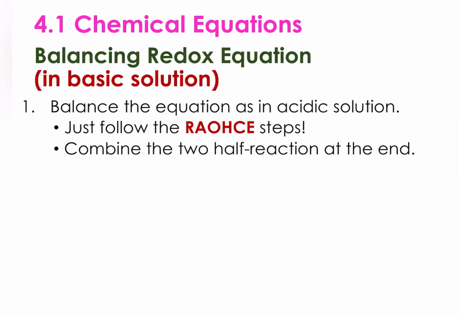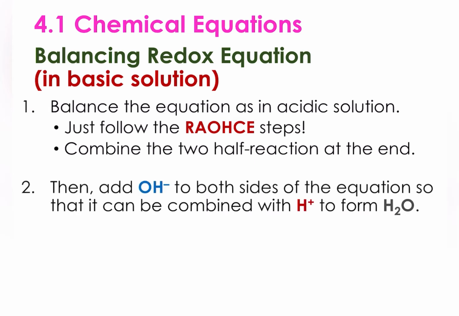When you want to balance the equation in basic solution, you just have to follow the R-A-C-H-O-P steps, just as you balance in acidic solution. However, once you combine two half reactions or two half equations at the end, you have to add OH minus to both sides of the equation if you have H plus.